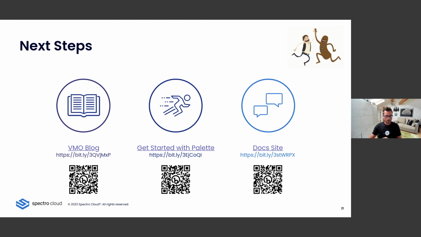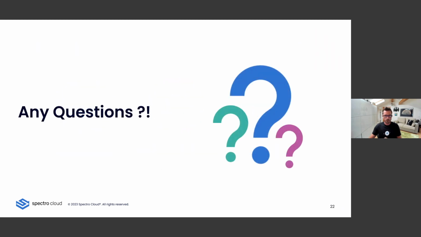Now, let me check the questions. Feel free to ask any questions. I will just check. I see one. Is there any way to decide on which Kubernetes nodes the VM can run?